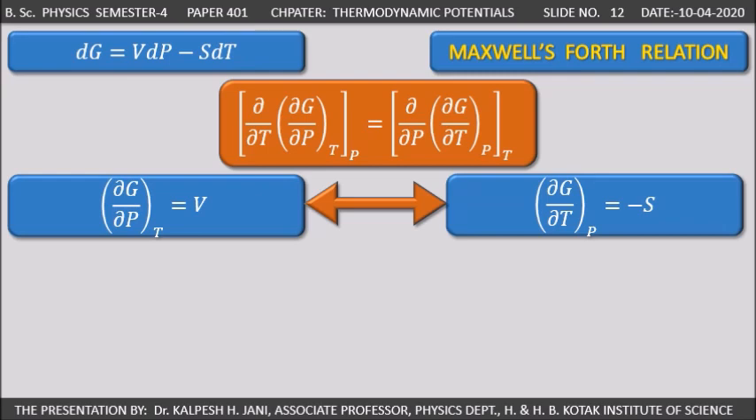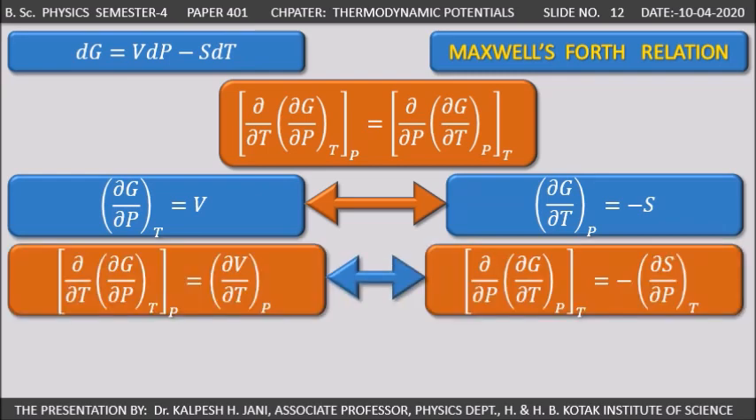On the left side we take the second order differentiation of del G by del P with respect to T, again at a constant pressure, and that will give the partial differentiation of V with respect to T. So we get del V by del T at a constant pressure. In the same manner, on the right side, we take further differentiation of del G by del T with respect to P at a constant temperature, and we differentiate S with respect to P at a constant temperature, so it gives minus del S by del P at a constant temperature.